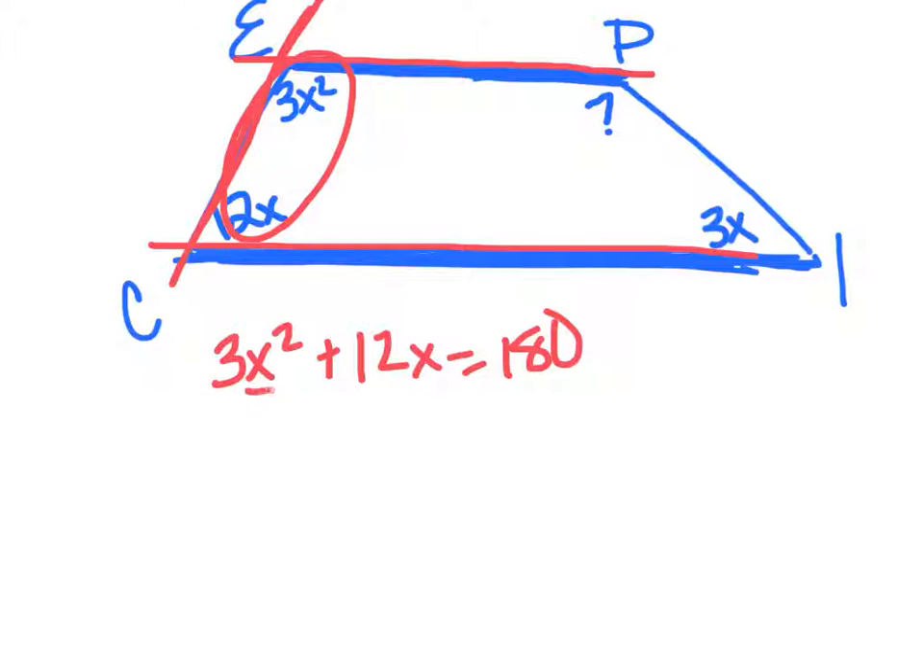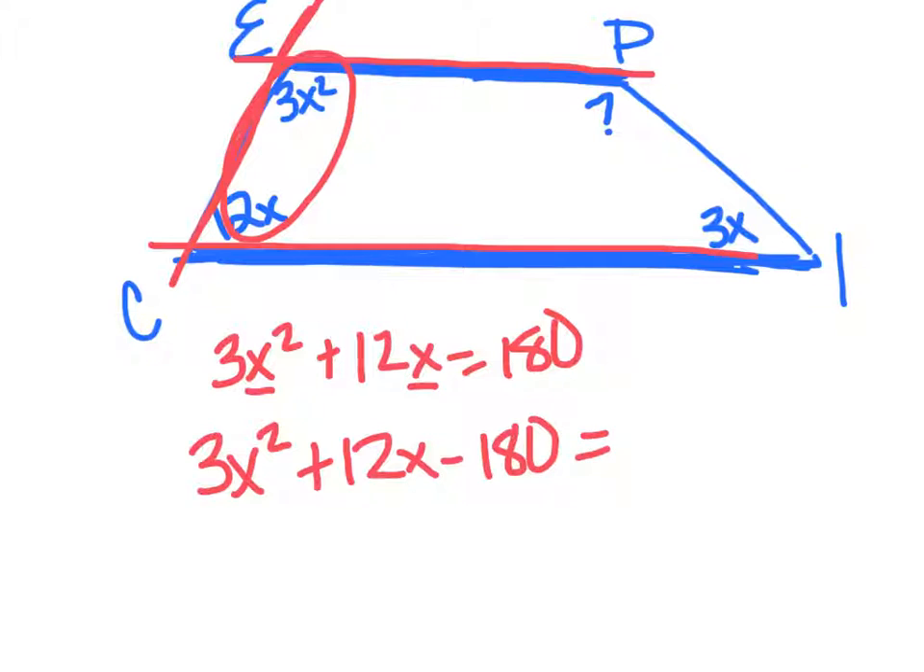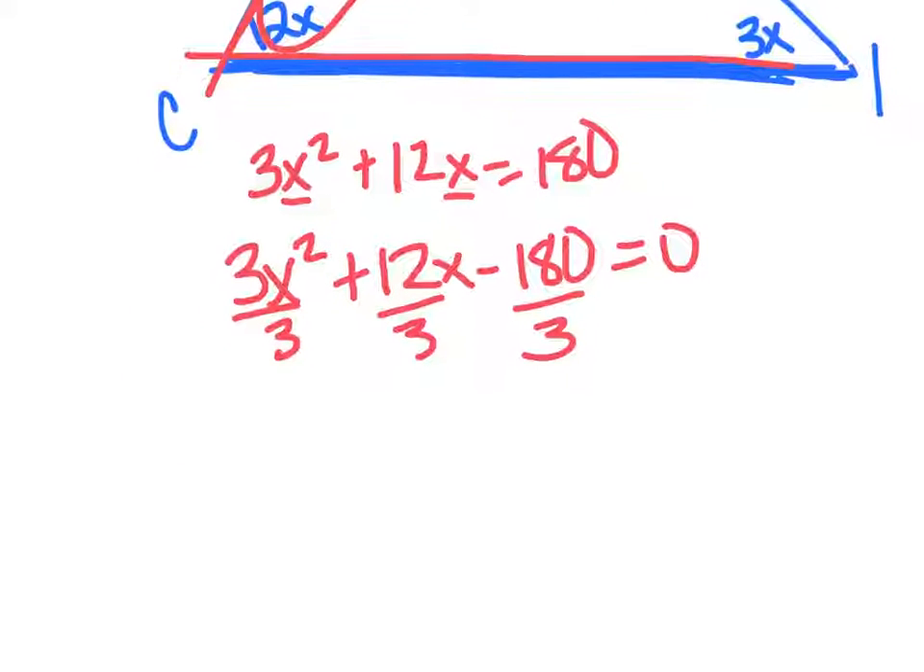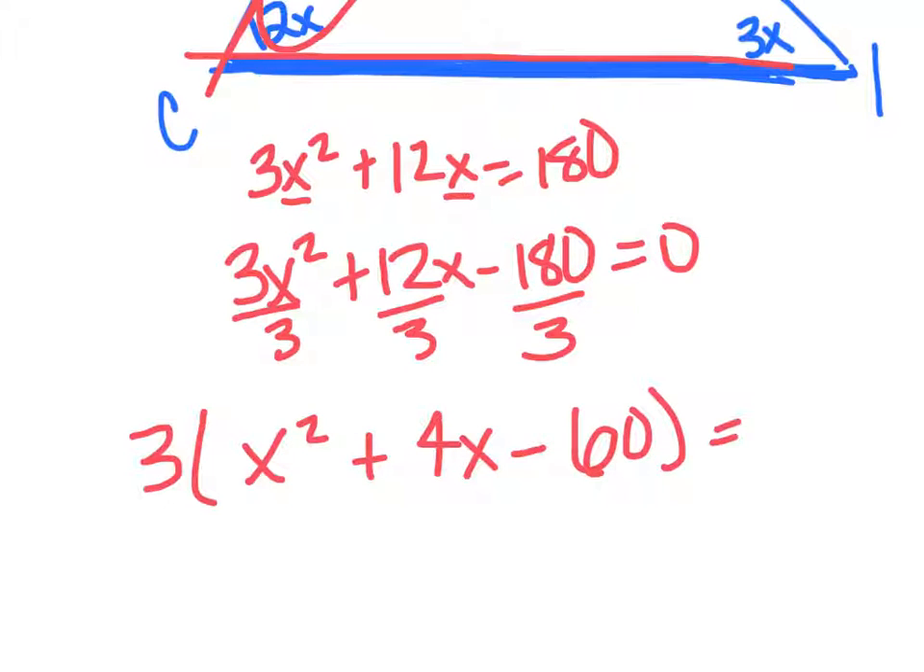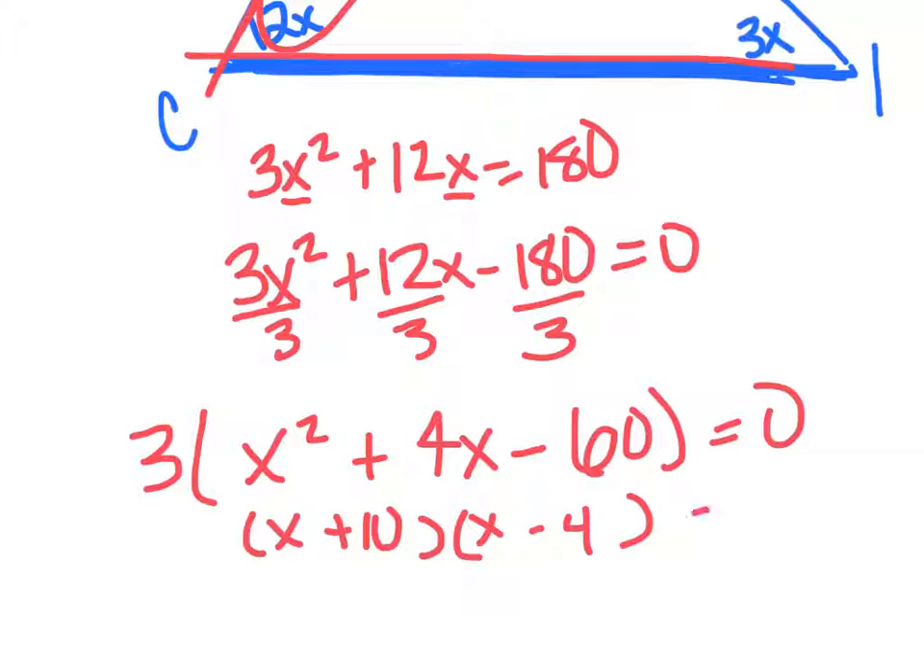Again, I've got an x squared and an x term, so I'm going to bring everything over to one side. To make this a little bit easier, I'm going to divide everything by 3 to make those numbers smaller. Then factor what's left over. It's going to be plus 10 and minus 4. So x is going to equal -10 and x equals 4.